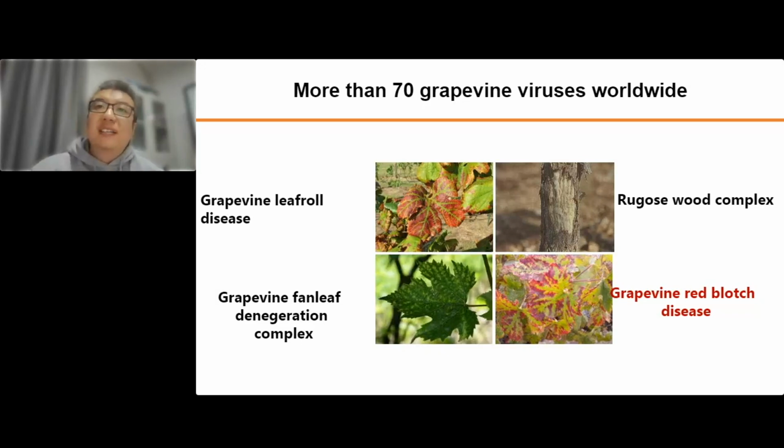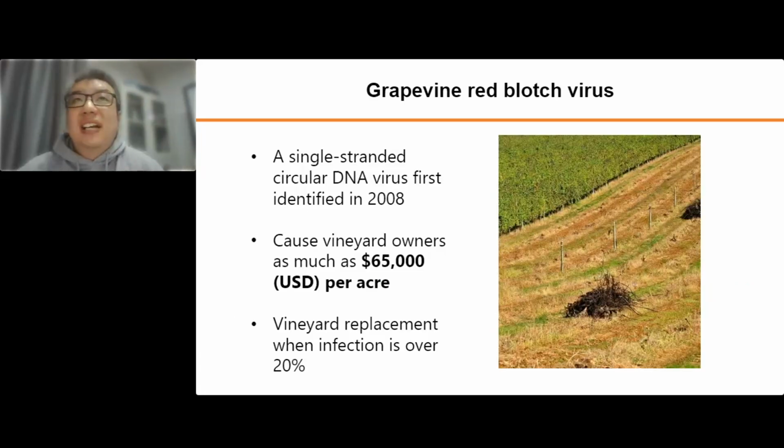We focused on grapevine red blotch disease. This disease is caused by the virus known as the grapevine red blotch virus. It is a single-stranded circular DNA virus, first identified in 2008. It costs vineyard owners as much as $65,000 per acre.